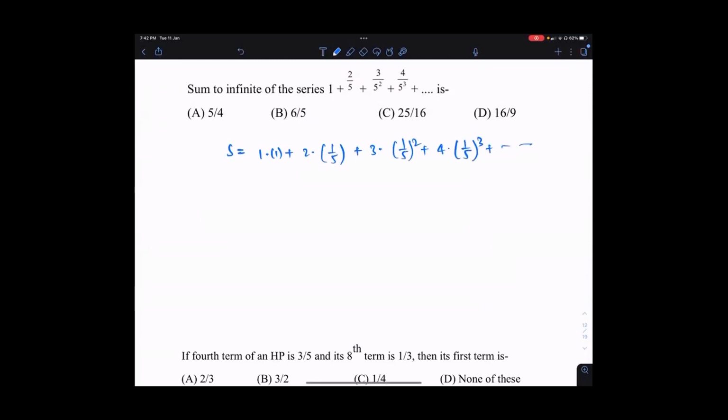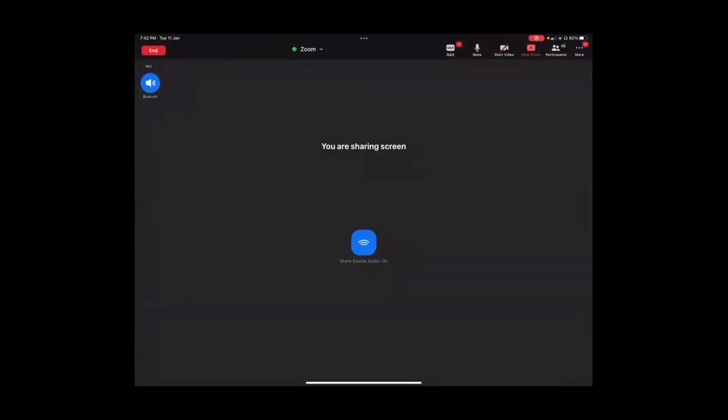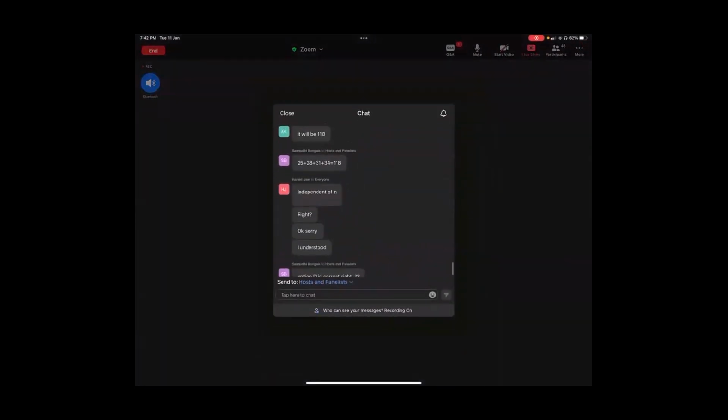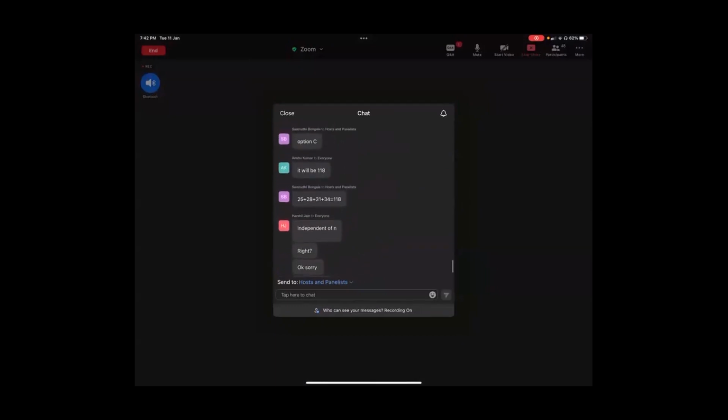Okay, let me check for any doubts. Yeah, option D is also correct. C and D. Yeah, independent of one. Correct.